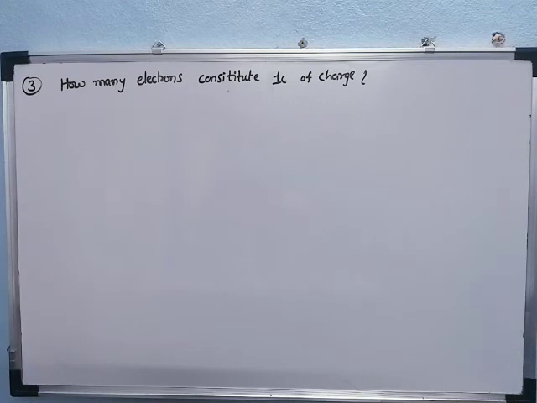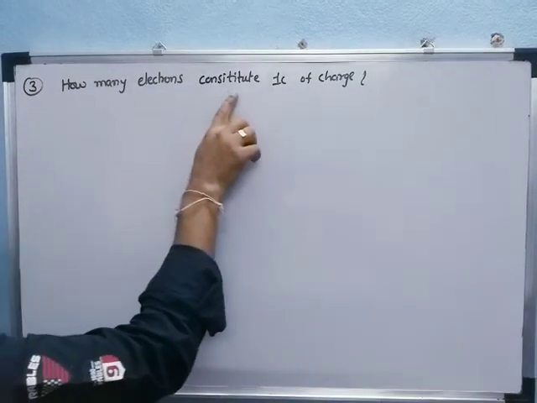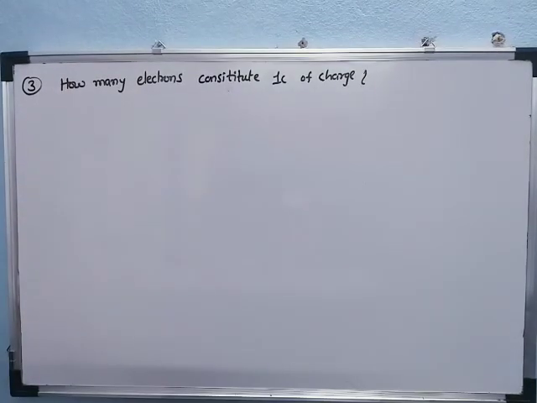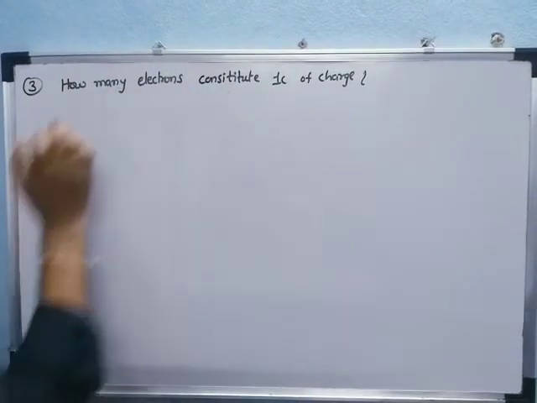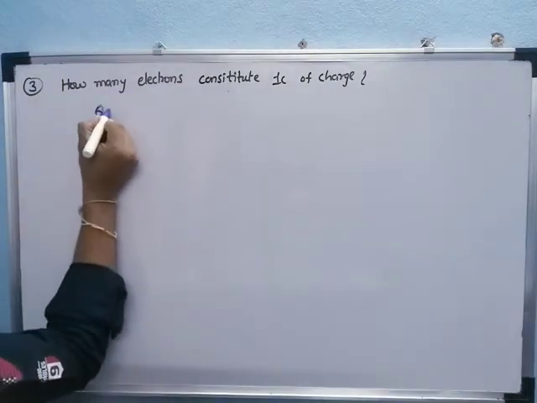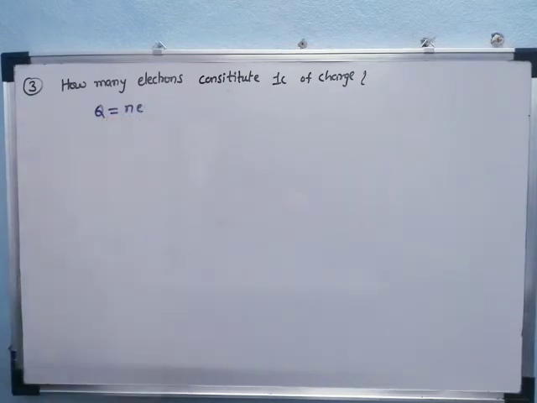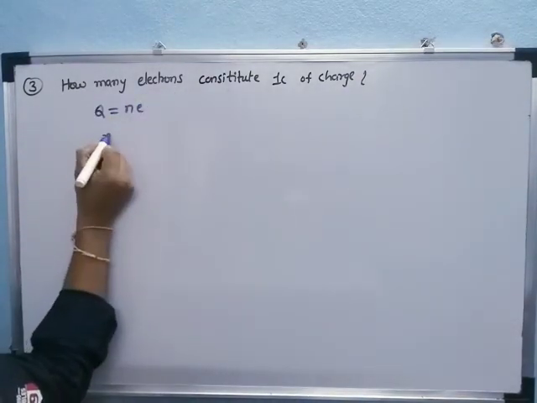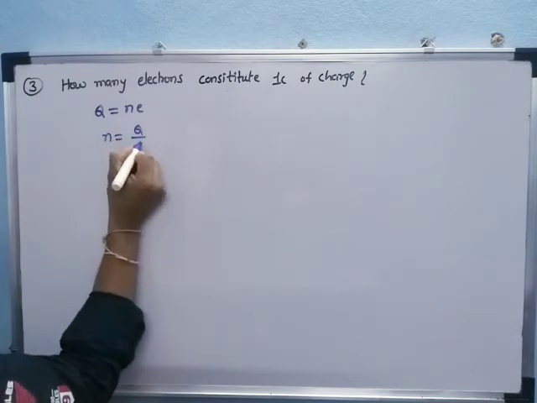See the next. How many electrons constitute 1 coulomb of charge? Using the quantization of charge formula, what is it? Q is equal to N into E. We can find out how many electrons there are. This is the number of electrons we can find. N is equal to Q by E.